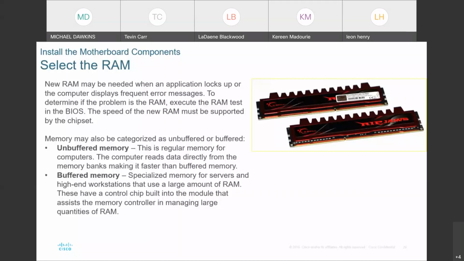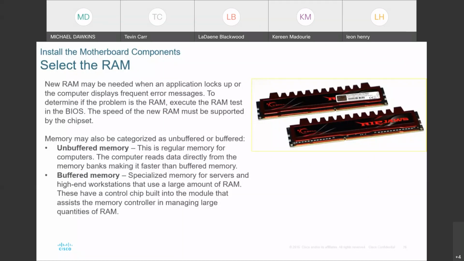All right. So new RAM may be needed when an application locks up or the computer displays frequent error messages. To determine if the problem is the RAM, execute the RAM test in the BIOS. All right, and we're going to talk about BIOS as we move further into the course. The speed of the new RAM must be supported by the chipset.